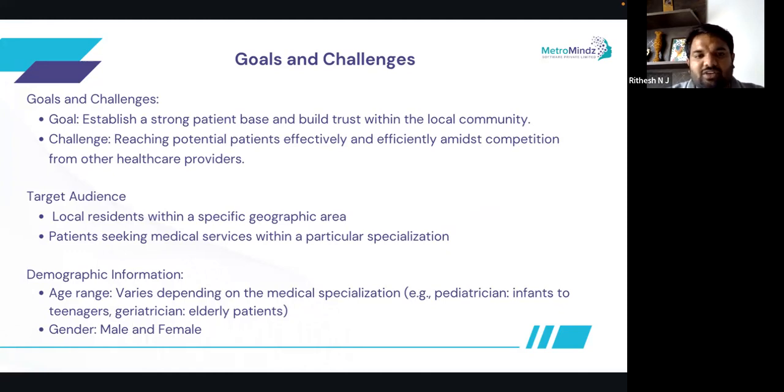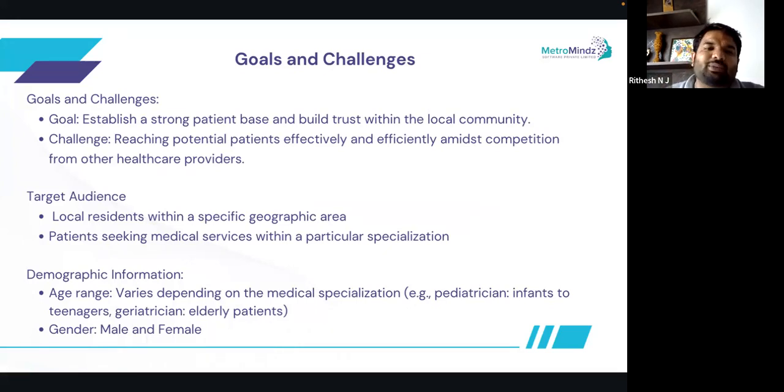The third most important point: we have an idea that we have to reach specific people, but there is something called the age range for any health service. I know you will know better than me, but if you are a pediatric specialist or a pediatrician, then definitely you know the age group that falls under pediatrics, infants to teens. If you are into gynecology, you know who your target audience is. You know about the gender also.